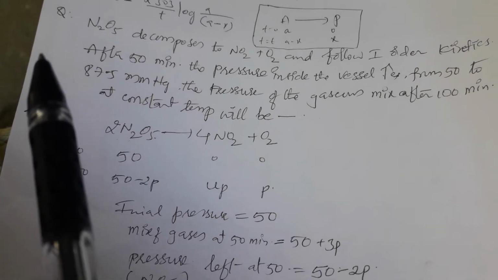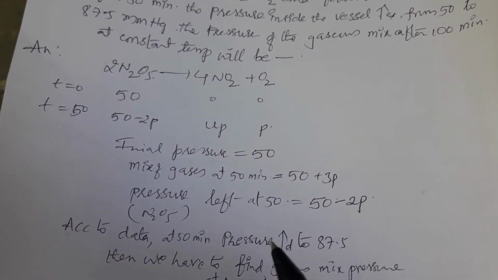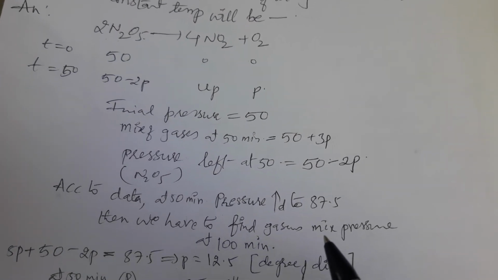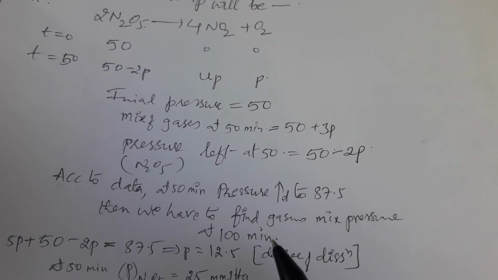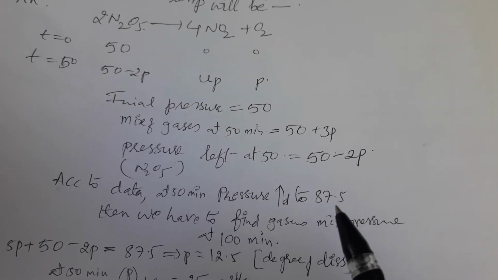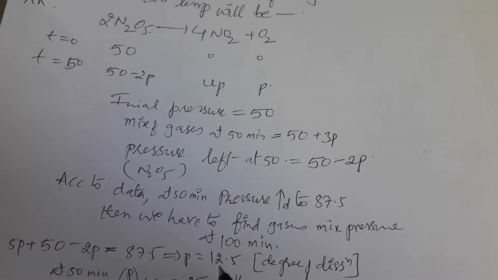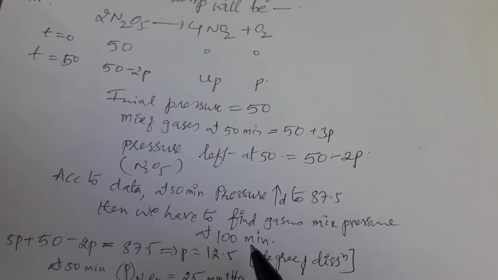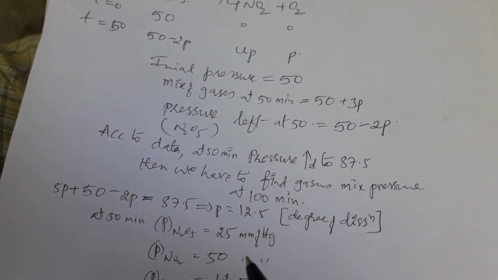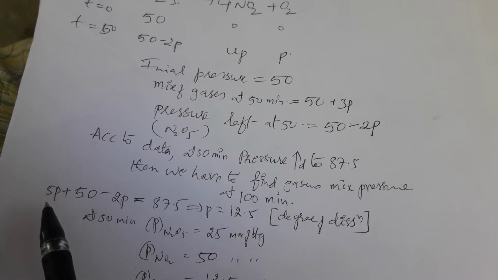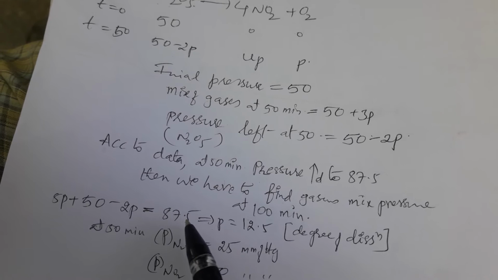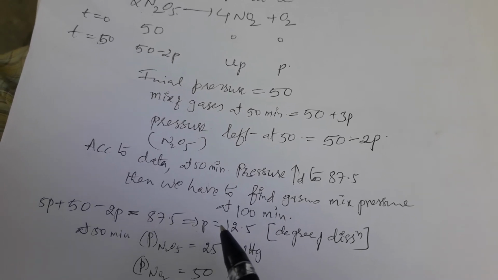Yes, 87.5. Now, just to equate them, we have to find the gas mixture pressure at 100 minutes. Okay, 87.5 at 50 minutes increased. One more thing they are asking: at 100 minutes, what is the reaction mixture, what is the gas mixture? See, if you equate them at the reaction mixture total, that will be 87.5. Then you get P is equal to 12.5.